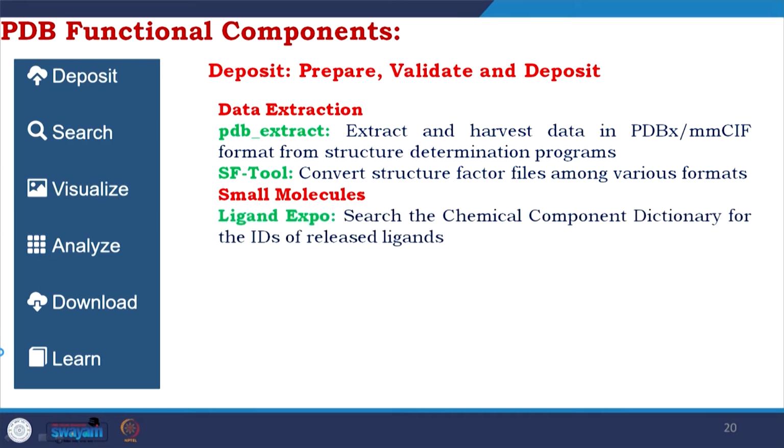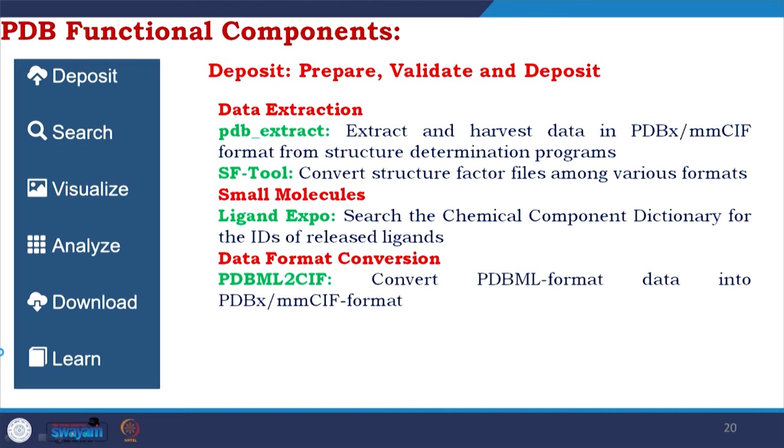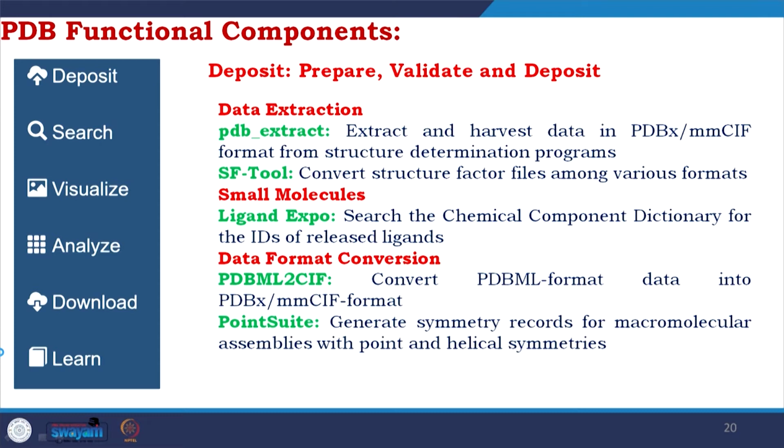So, these are for large biological macromolecules or biological molecules. For small molecules, you have Ligand Expo, which searches the chemical component dictionary, the CCD, for the IDs of the released ligands. Data format conversion, PDBML to CIF, converts PDBML format data into PDBx/mmCIF format. Pointsuite generates symmetry records for macromolecular assemblies with point and helical symmetries. Maxit translates data between file formats and more.